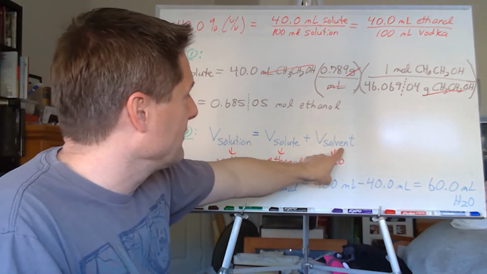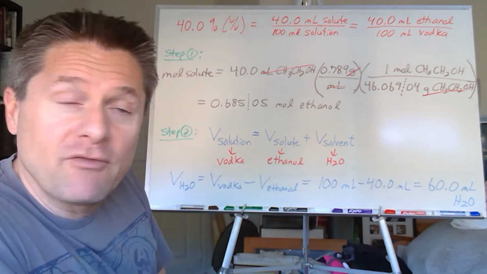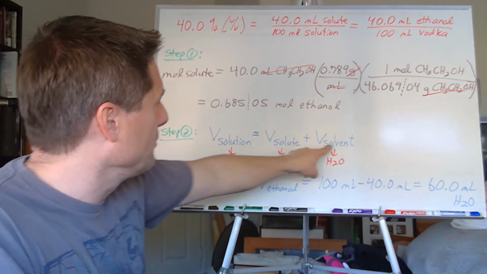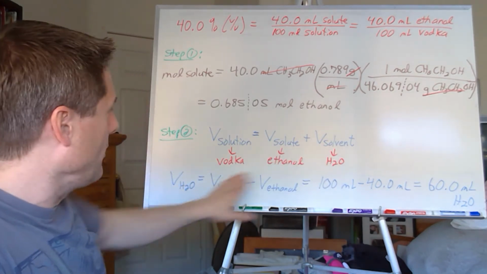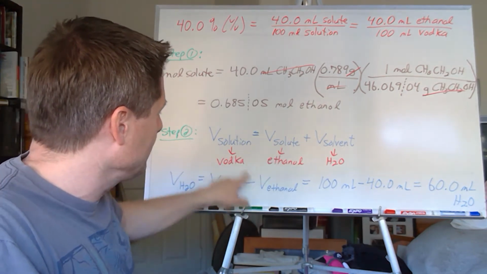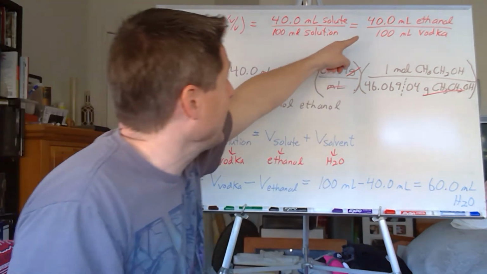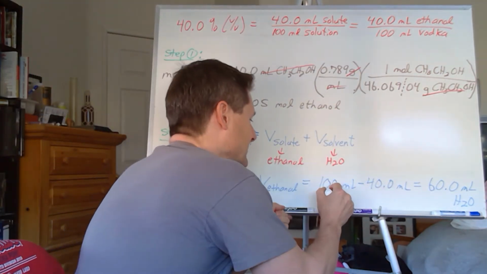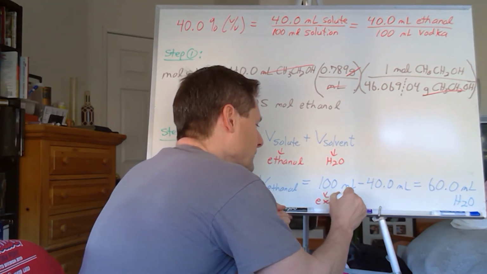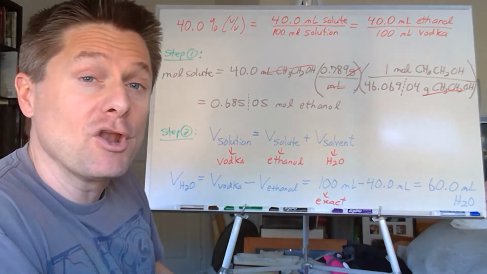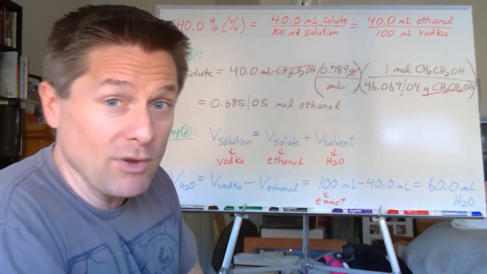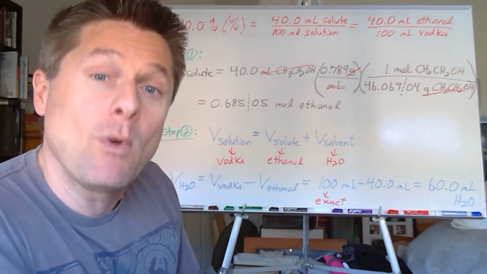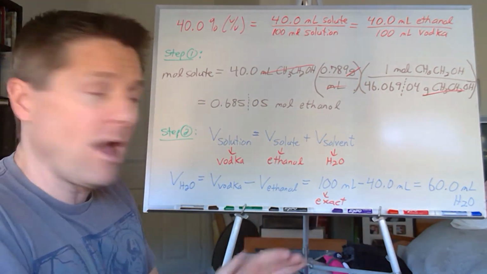So if we want to isolate the volume of the solvent, just subtract the volume of the solute from both sides. So the volume of the solution minus the volume of the solute should be the volume of the solvent, right? So the volume of water will be the volume of the vodka minus the volume of the ethanol. Straightforward. You're just taking 100 milliliters minus 40.0 milliliters. The 100 milliliters is an exact value by definition. We're making the assumption we have exactly 100 milliliters of vodka or solution, but the 40.0 is not. So we're going to be limited to the tenths place in the subtraction. So that leaves us 60.0 milliliters of solvent, water in this case.